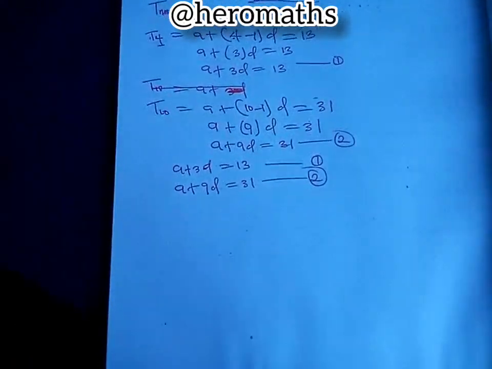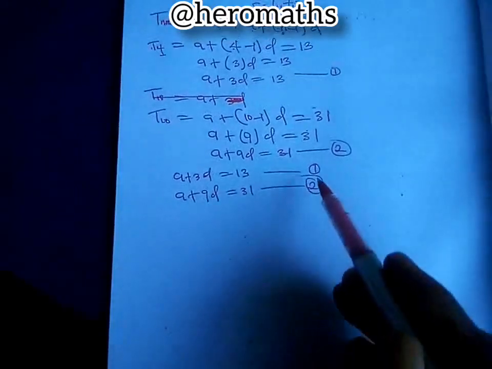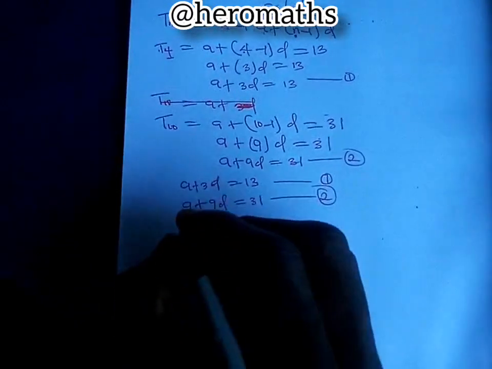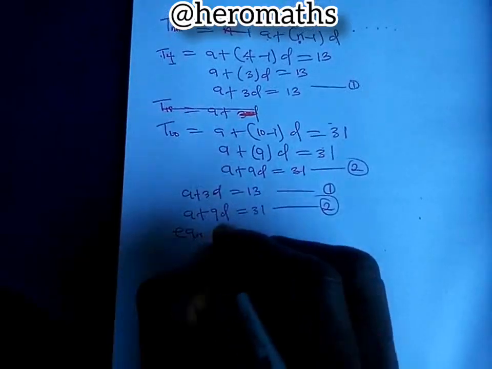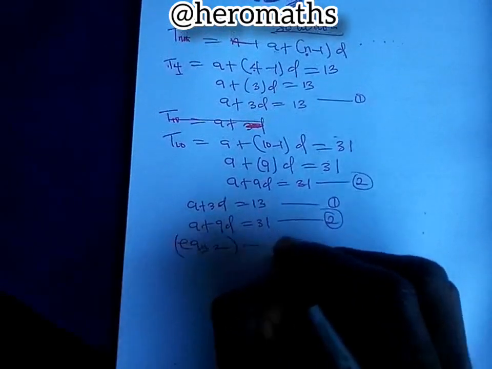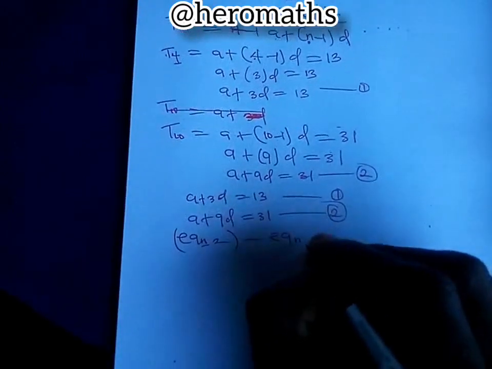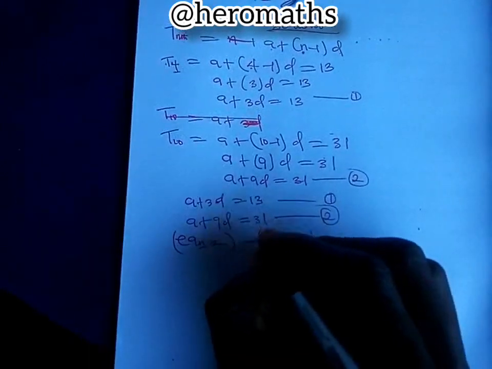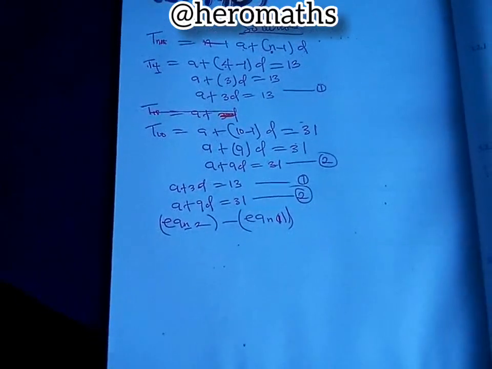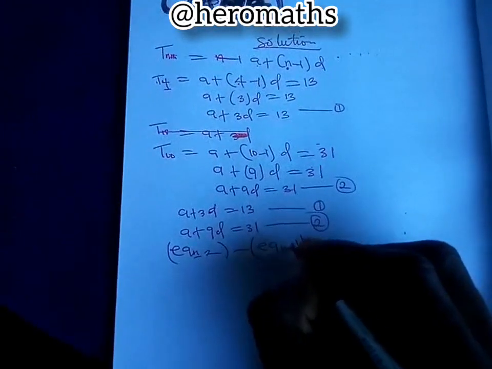So instead of that, let us subtract equation 1 from equation 2. That can be expressed mathematically as equation 2 minus equation 1. You can express that mathematically as that, equation 2 minus equation 1.